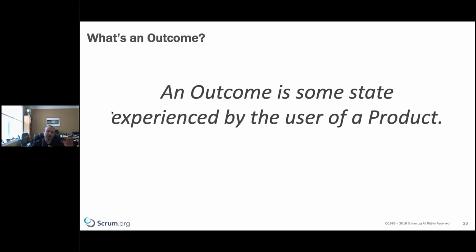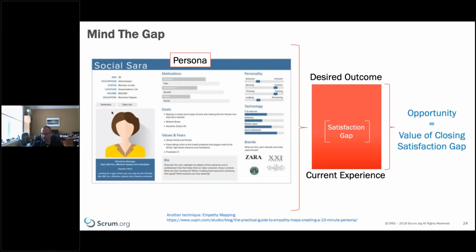So what's an outcome? An outcome is some state experienced by the user of a product. It's that state that they're getting, whether it's good or bad. That is an outcome, and what they're receiving helps them to improve. So when we start to measure and we start to really look at our users, one great way to do that is using personas and looking at the gap. So the persona is the who, so social Sarah in this case, and we're looking at how Sarah works, what she does, her role, how she would use a product, and so on.